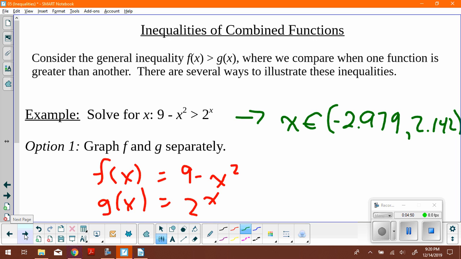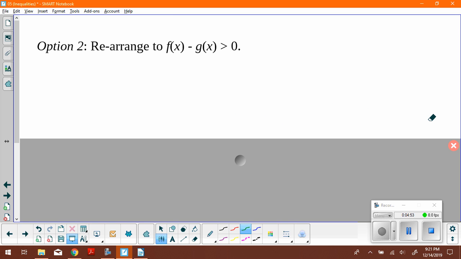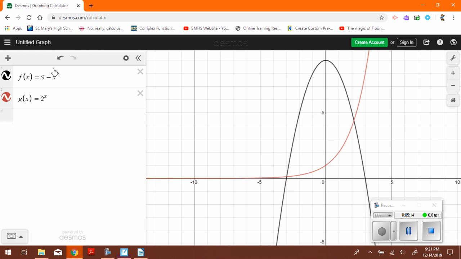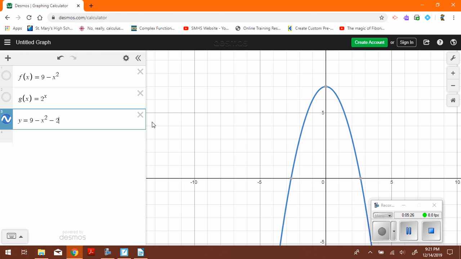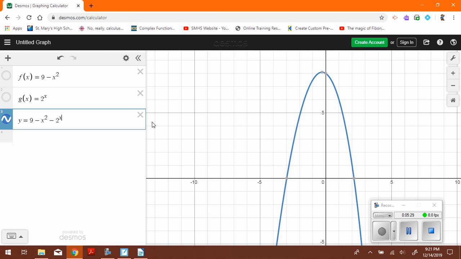Second technique is to rearrange the inequality and graph this new function. So again, I had 9 minus x squared, and now minus 2 to the power of x, and I want to see where that's greater than 0. So I'm going to go back over to Desmos. I'll hide these for a second. Now I'm graphing y equals 9 minus x squared minus 2 to the power of x. See, it just tweaked my parabola a little bit there.